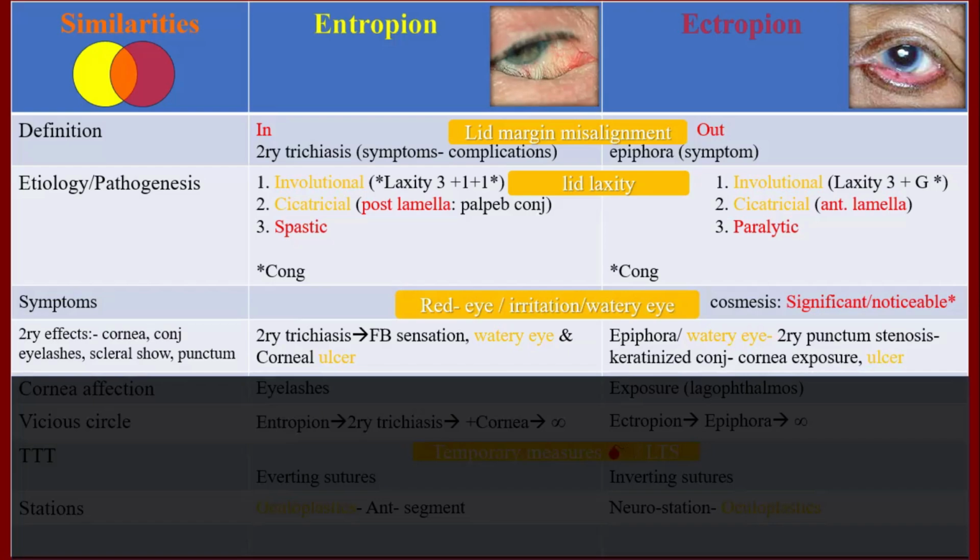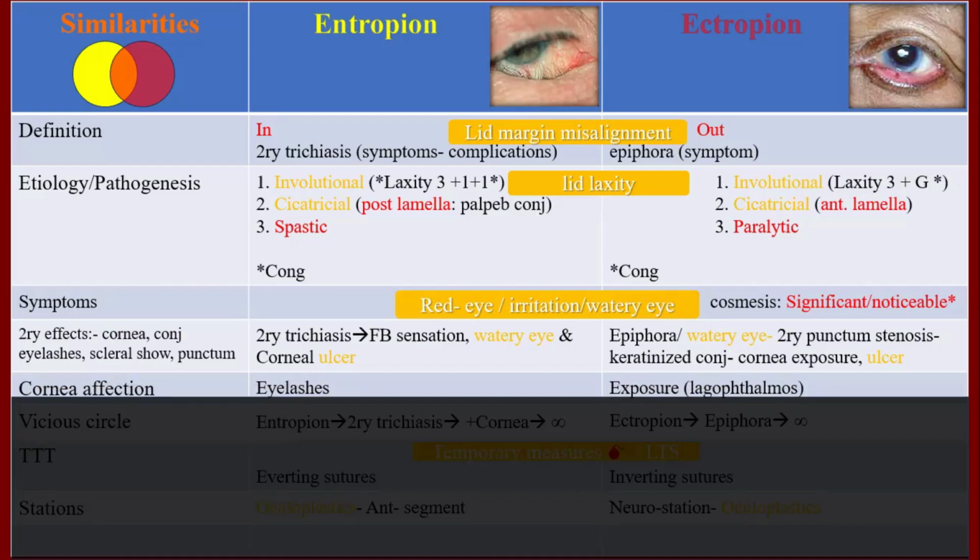We have secondary change in the punctum called secondary stenosis. We have keratinized conjunctiva. So by the way, keratinized conjunctiva is a problem because it acts like a foreign body. We have to treat this keratinized conjunctiva and take care of it. And because of severe ectropion or maybe paralytic ectropion, we may have corneal exposure because of lagophthalmos, especially if it is combined with poor Bell's phenomenon. And corneal exposure can result in ulcer, mainly inferior.